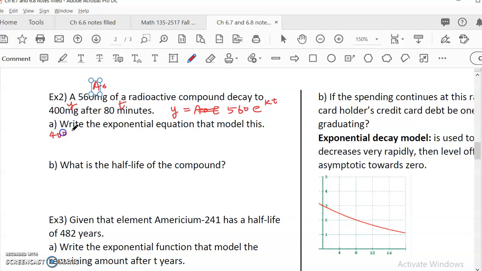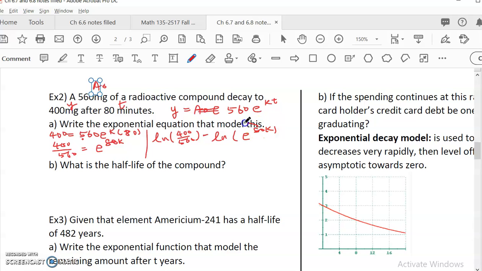So 400 equals 560 e to the k times 80, right? Here this tells us y is 400 and t is 80. So the only unknown is k, and we want to solve for it. Divide by 560: 400 over 560 equals e to the 80k. Take ln on both sides: ln of 400 over 560 equals ln of e to the 80k.